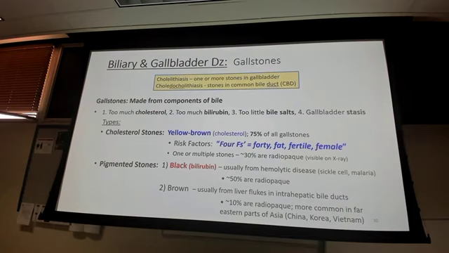The brown ones, so these are typically from some type of infection, typically some type of parasite. Typically you'll see that in Asia where these parasites are typically located. But they turn a different type of darker brown, not the yellow brown.